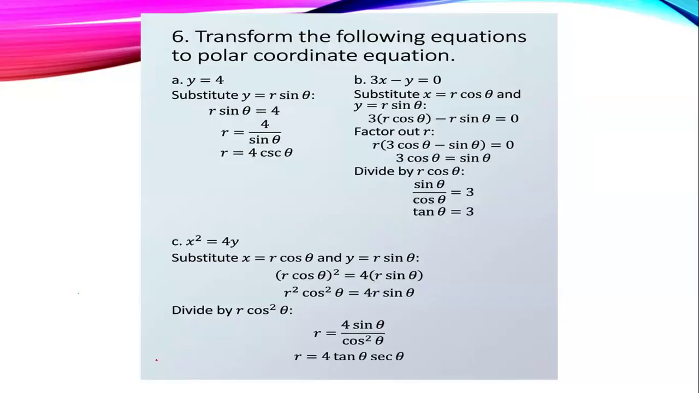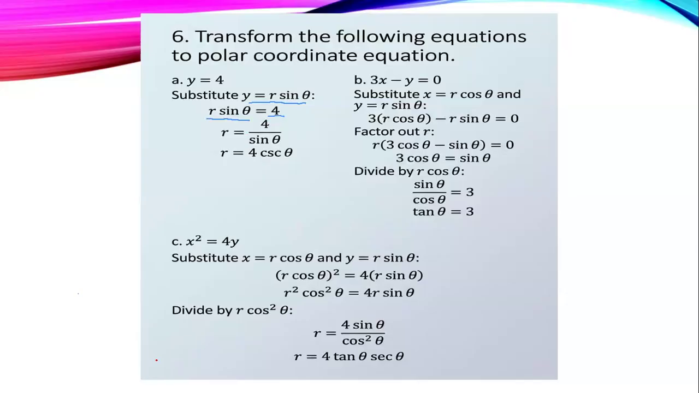Now we will look at another example: transform the following equations to polar coordinate equations. We have 3 of them. The first one is y is equal to 4. So we substitute, using this formula where y is equal to r sine theta. So we have r sine theta is equal to 4.